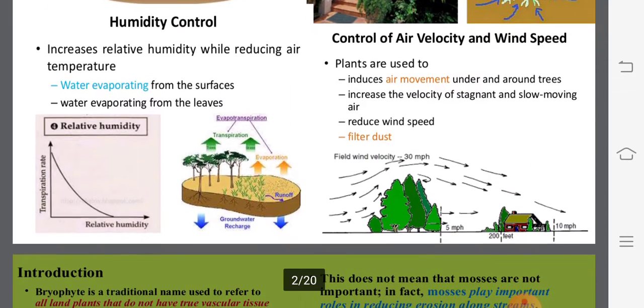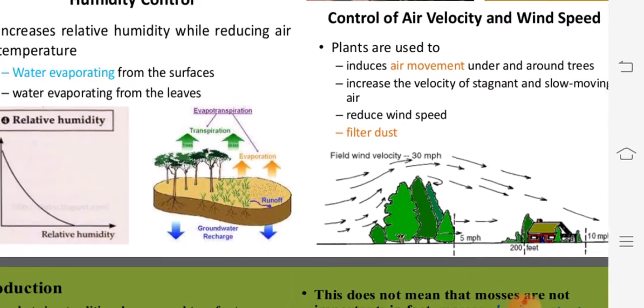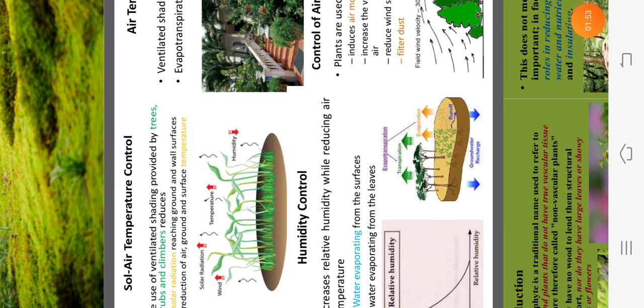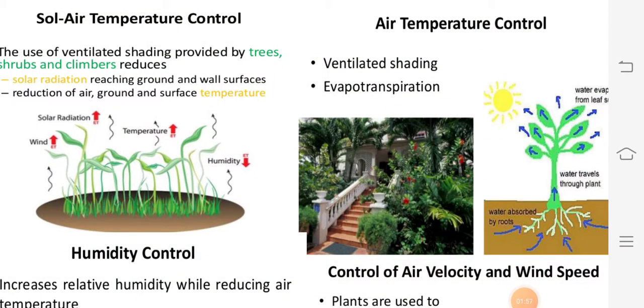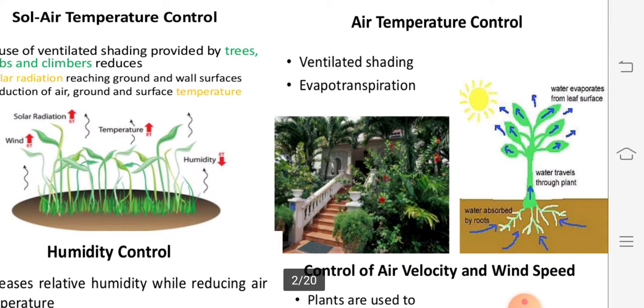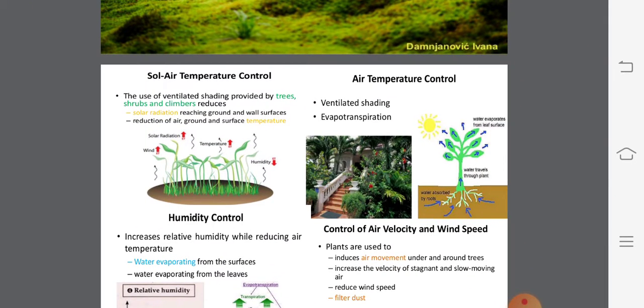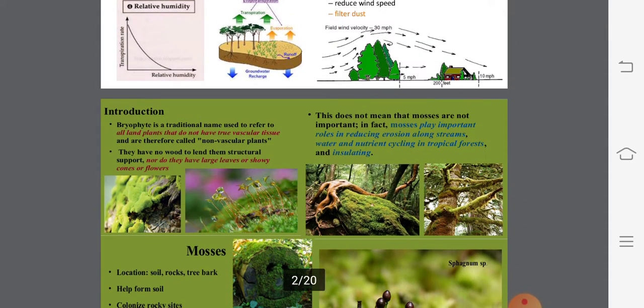Then in relation to humidity, it is commonly called relative humidity. Relative is nothing but the percentage of humidity in the air. So as the water evaporates from the surface, it shows transpiration, and there is evapotranspiration, right? So there are ventilated areas and evapotranspiration, and we have to consider this in relation to the bryophytic species.